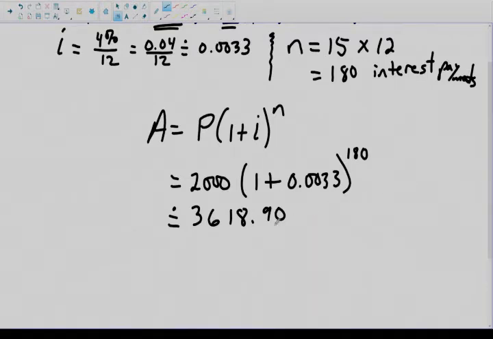And that is how much money you'd have in the bank. So you put $2,000 in the bank, you walked away for 15 years, and you came back without touching that account, and you now have 3,618. So if I asked, how much interest have you made?